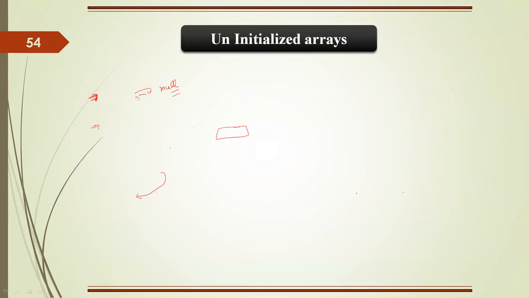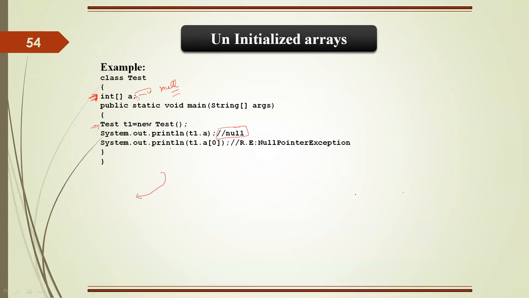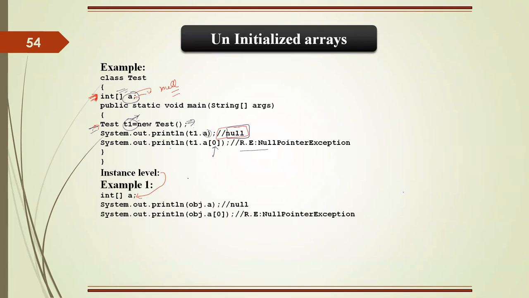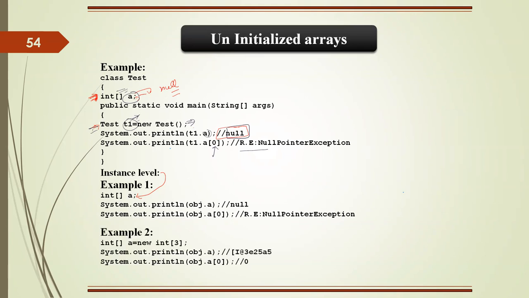So, uninitialized arrays in Java. If you don't initialize that array, what default value does it get? Say you take one variable called a, declared static, and t1 creates an object of that class, then tries to access a using it. It will be initialized by default with a null value. If you initialize it inside, you will get a runtime exception. An instance level class is there. Got it? Don't be confused.